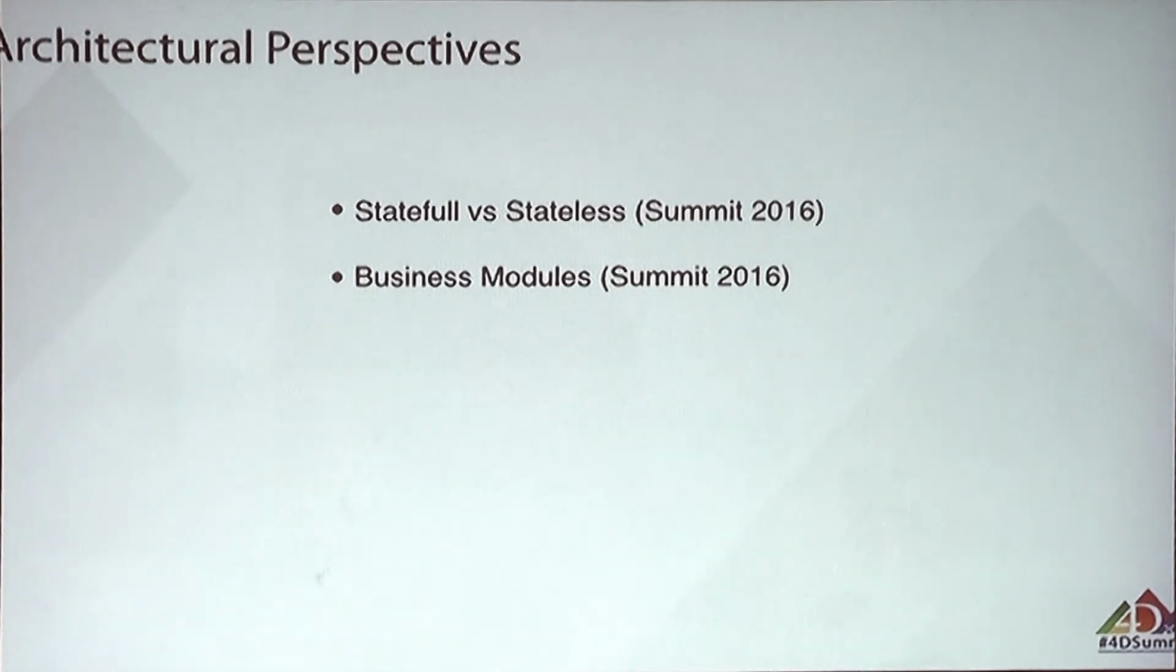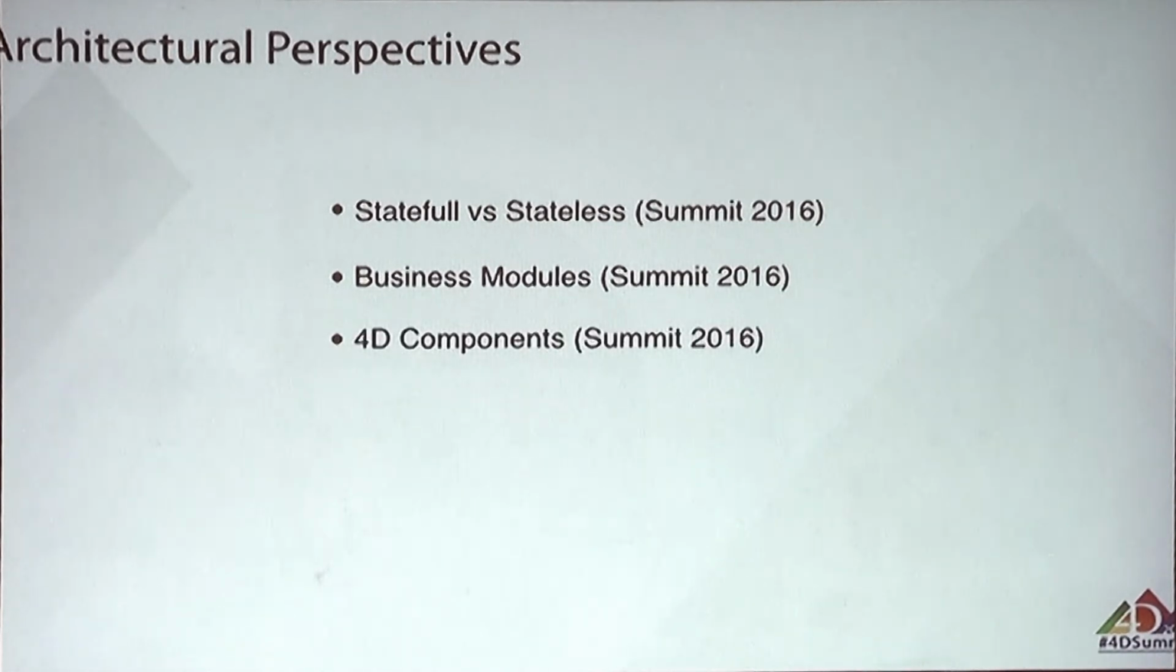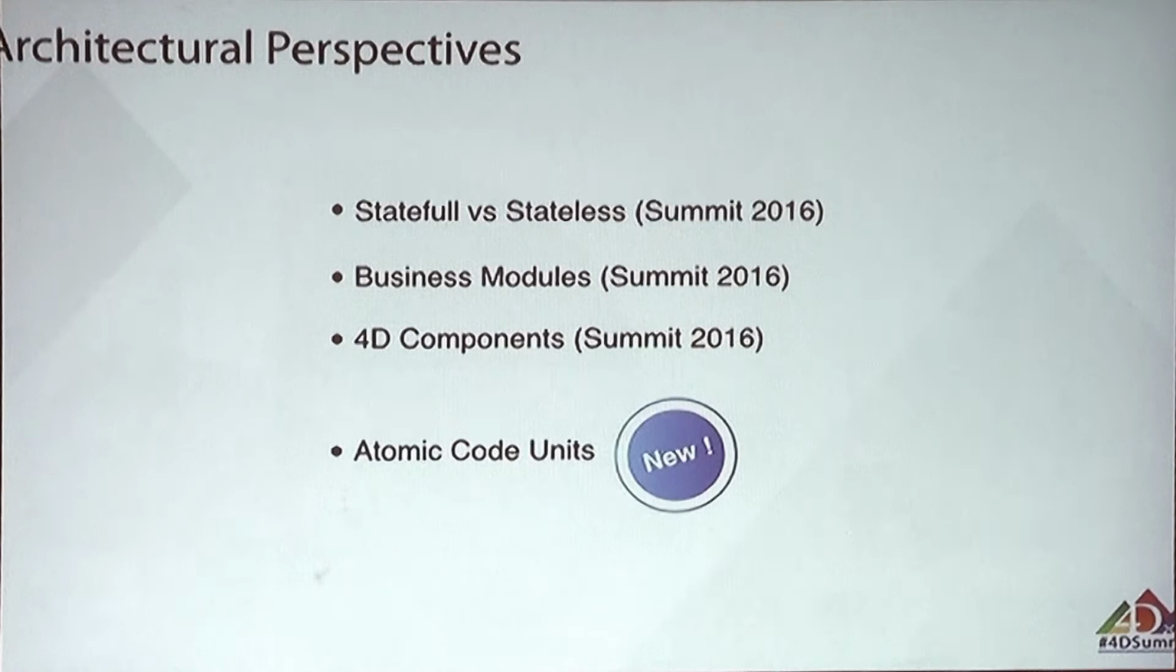Then I used the idea of business modules, the classic one. Then 4D components, which is one that 4D gives us as a present. We don't need to think about it because it's separate structures. And this talk is about atomic code units. So this is a different perspective on atomic programming, an architectural perspective. Doesn't mean we have to rename all our methods. It's just another way of thinking, another useful perspective.